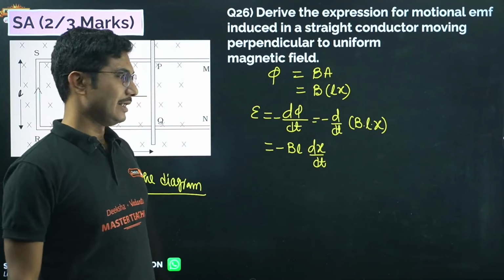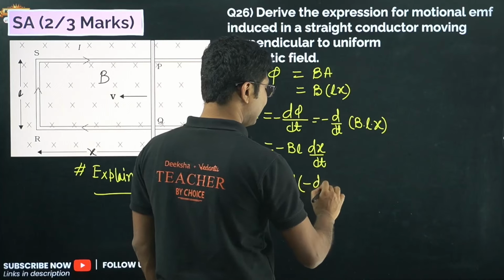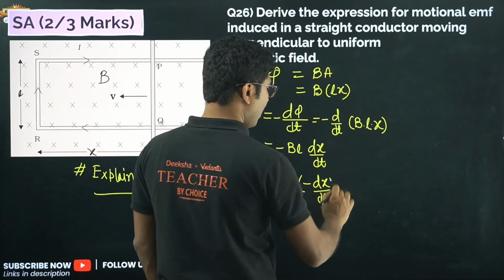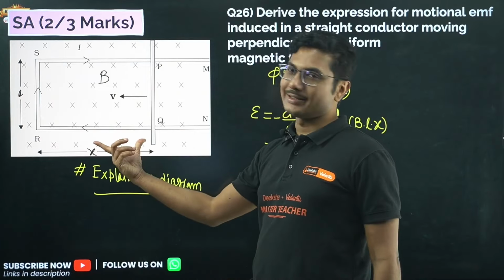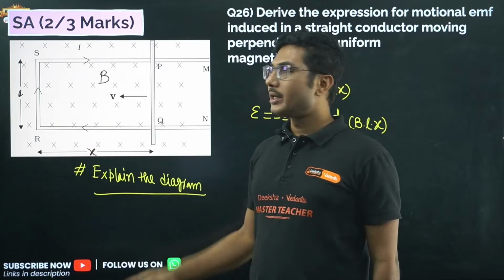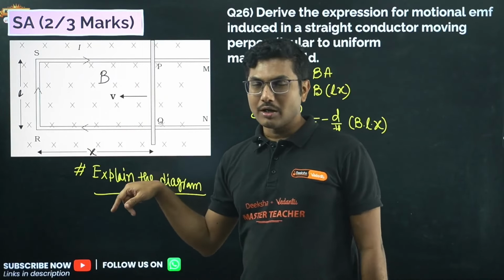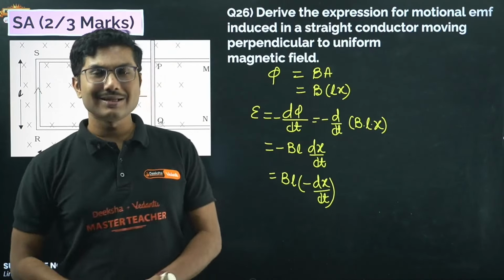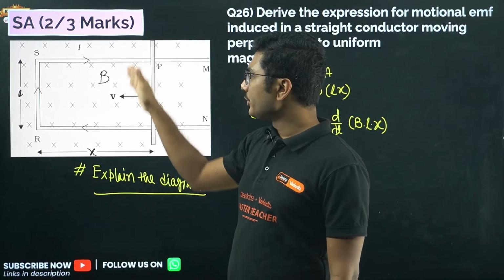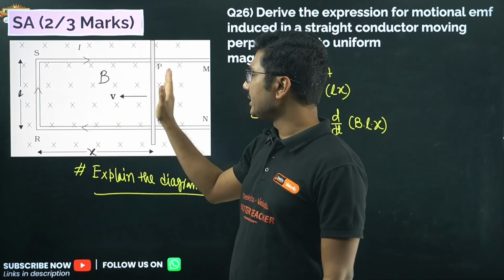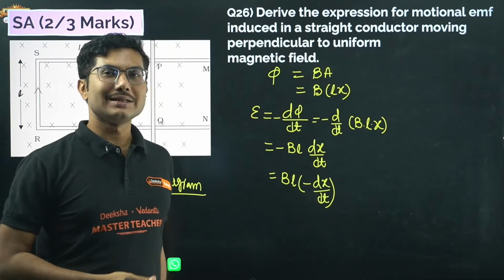Now we take this as B into L into minus dx by dt. What does dx by dt represent? That is the major question. What is x? x is this distance, and the rate of change of this distance basically gives you the velocity, right? Rate of change of displacement gives you velocity, and here minus dx by dt gives you velocity. Why minus? Because if you see, it is slowly moving in this way, so the area is decreasing with time. This was the area initially, after some time it will move over here, so the area will decrease. So dx by dt represents the negative of the velocity.